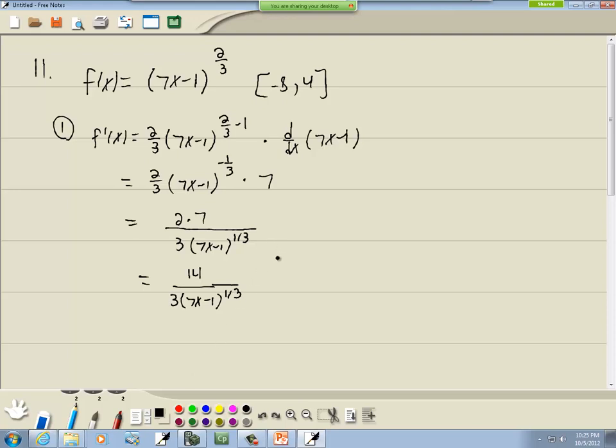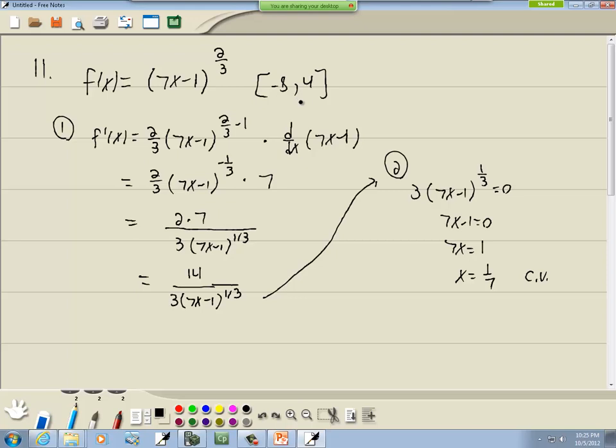Well, now we're going to find our critical values. There's no use setting the 14 equal to 0, so we'll set the bottom part equal to 0. So 3 times 7x minus 1 to the 1/3 power equal to 0. Again, if you have parentheses and then to a power and a number out in front, you can just set what's inside the parentheses equal to 0. So we've got 7x minus 1 equal to 0, 7x is equal to 1, or x is equal to 1/7. Now this is our critical value, and it's in our interval here from -8 to 4, so we can use that.